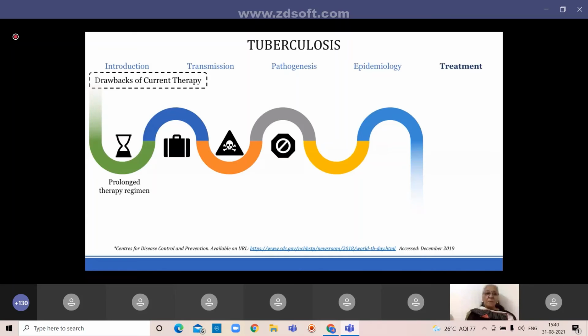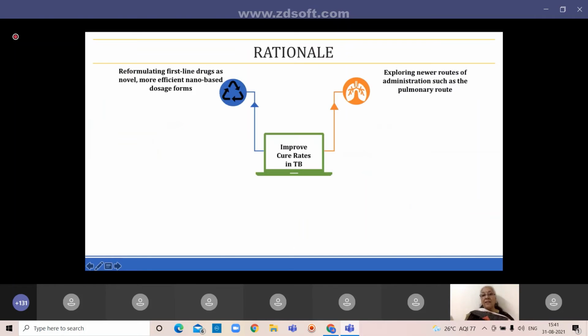The drawbacks of current therapy are that you need to take it for too long. And in fact, most of the drugs, as I mentioned, which are used as first-line therapy are high drug doses. Most of it is actually dumped in our body, so there are severe side effects. And it is because of these side effects that people discontinue therapy. And the moment they discontinue, you know that resistance will develop. And that's the reason why we are now getting multi-drug resistant TB cases.